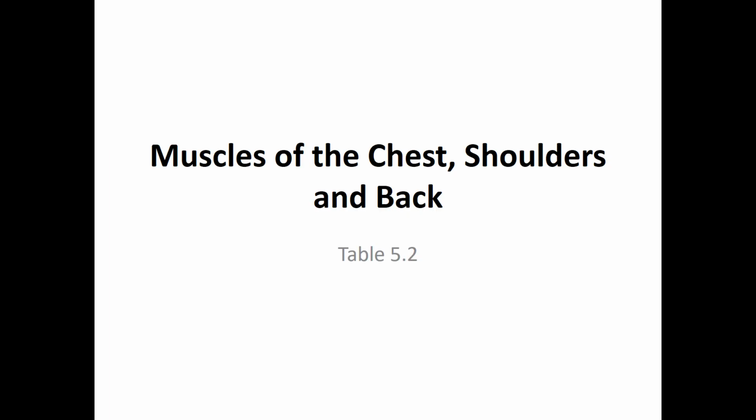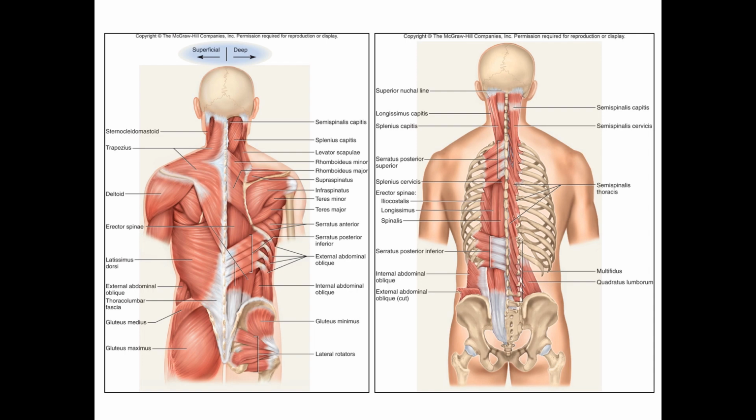So we move on then to table 5.2, muscles of the chest, shoulders, and back. Once again, keep in mind that superficial muscles like the trapezius and the deltoid may be visible on the right side of the model, whereas on the left side of the model you would see the more deep muscles. I realize that it's reversed here, but pay attention to where they're located on the model itself.